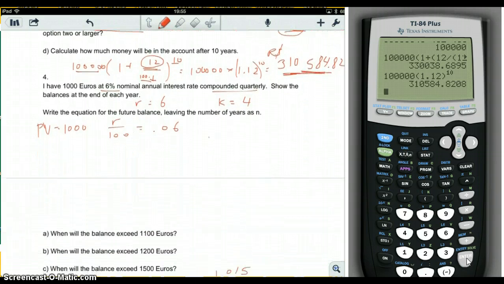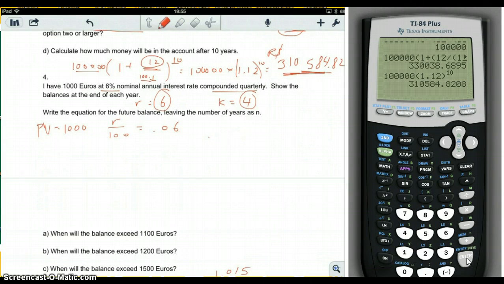I have 1,000 euros at 6% annual interest rate compounded quarterly. So 6%, so R equals 6, compounded quarterly, K equals 4. Write the equation for the future balance, leaving the number of years as n.